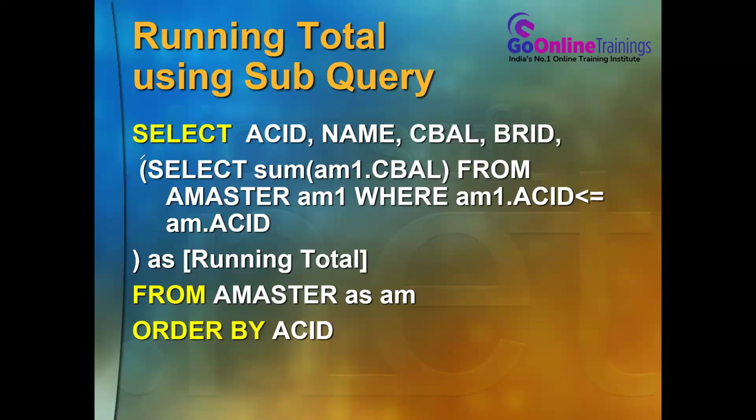So what is this query? A query in the from clause is called a derived table. This query is available in the select clause. This query is called a subquery. This is a subquery. Okay, this is one example. Query can be written in the select clause also. Select account ID, name, C balance, branch ID, comma, select sum AM1 C balance from account master as AM1, where AM1 account ID, see, AM1 account ID, and you're going to be taking AM. This is AM1, this is AM. So this table account ID, this table account ID, you're mapping and doing a lot of comparisons.